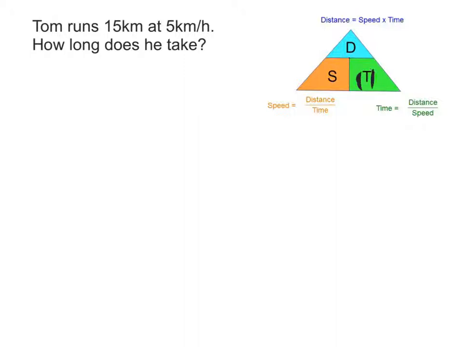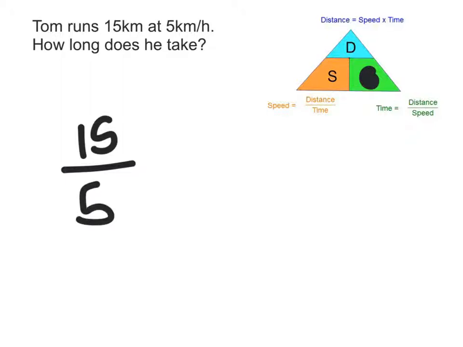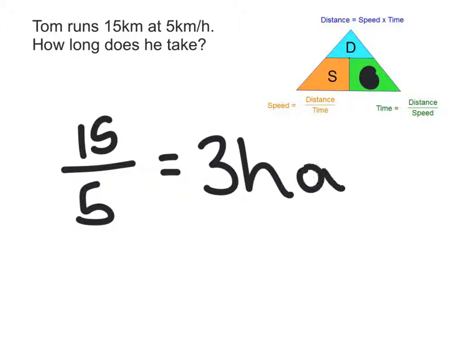Alright, so for this question, Tom runs 15 kilometers, that's the distance, at 5 kilometers per hour, that's the speed. How long does it take? So we're working out how long, which is time. Alright, so we have to do the distance, which is 15, and we have to divide that by the speed, which is 5. You can use your calculator for this question, but 15 divided by 5 is 3. Well, what's 3? That's 3 hours. It says it in the question. Okay.